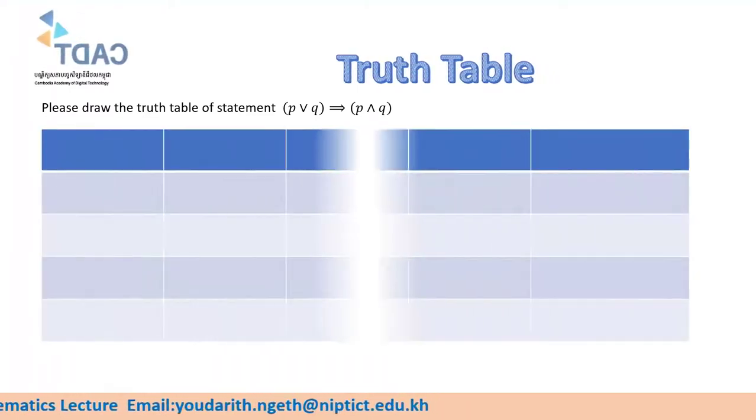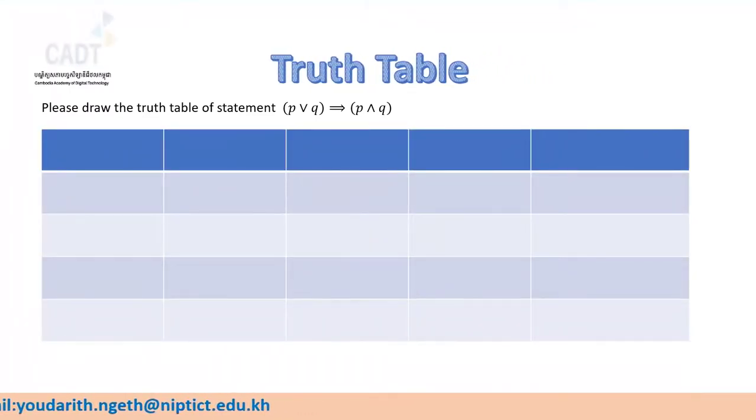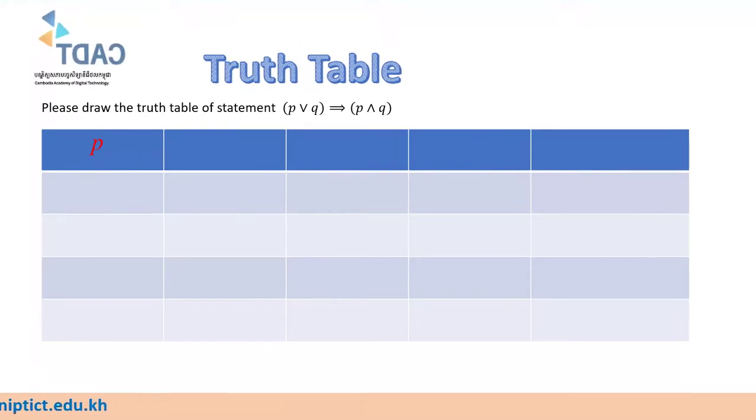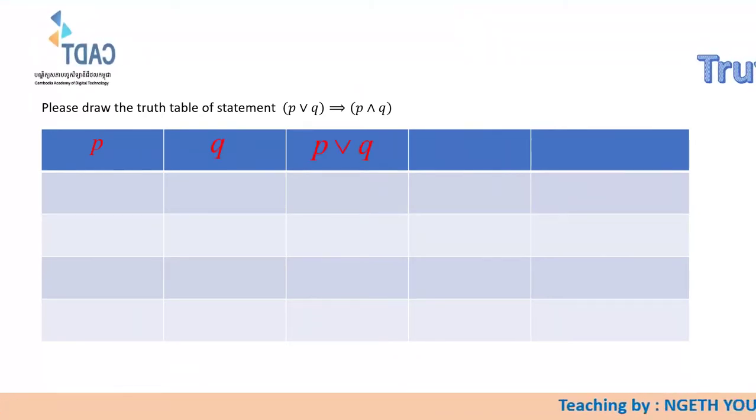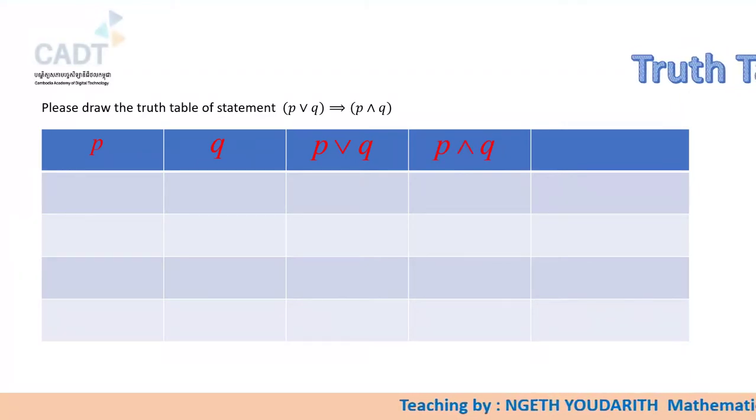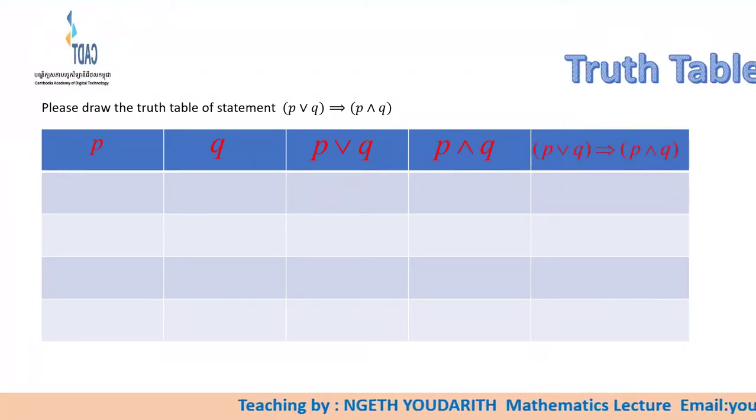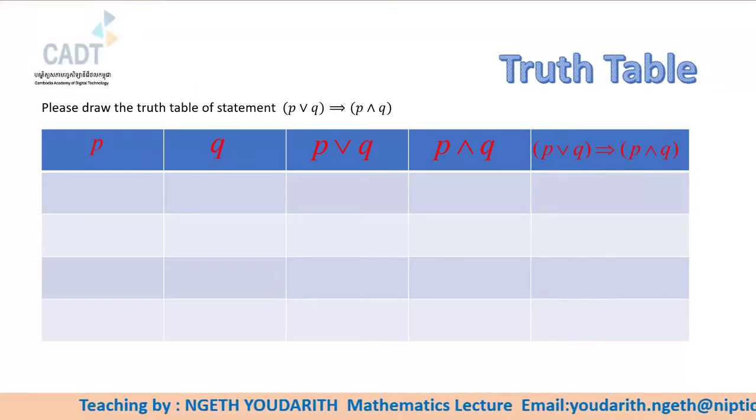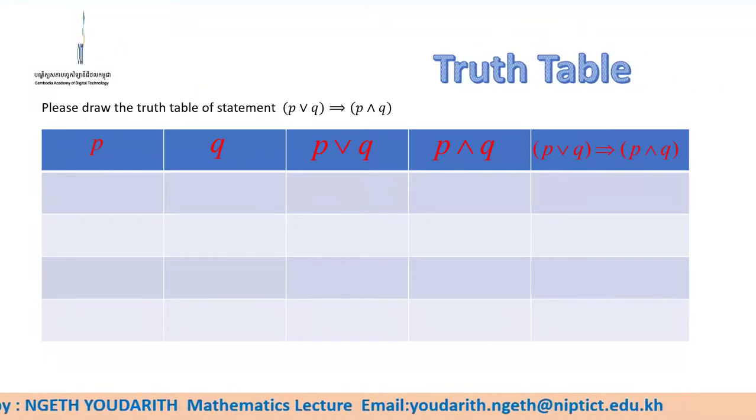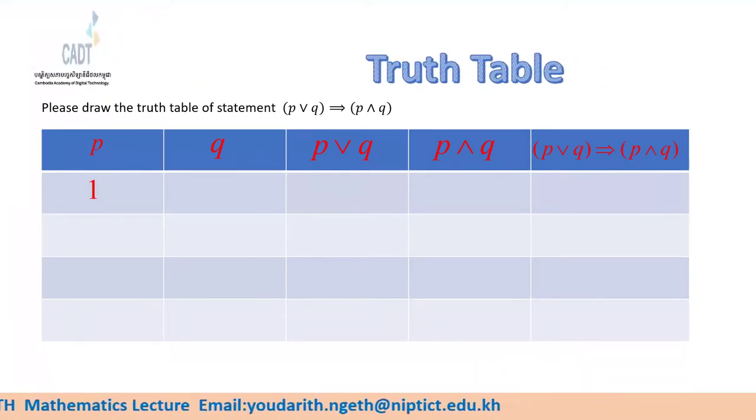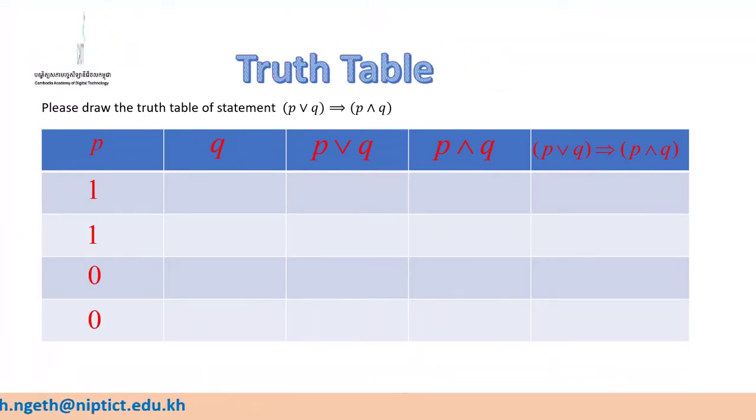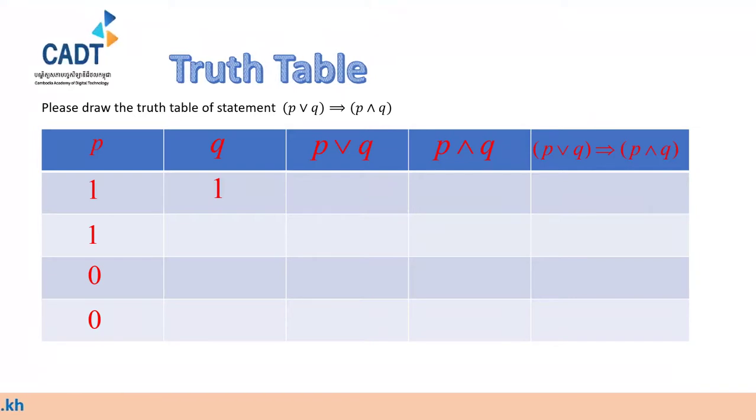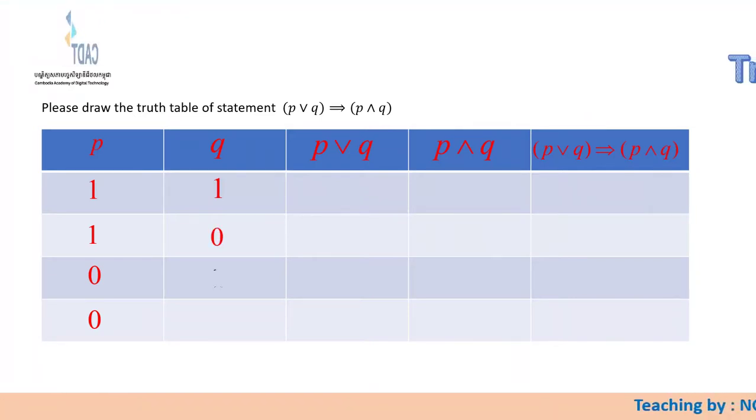First we list statement P, statement Q, P or Q, P and Q, and P or Q implies P and Q. We write the values of P: true, true, false, false. The values of Q are true, false, true, false.